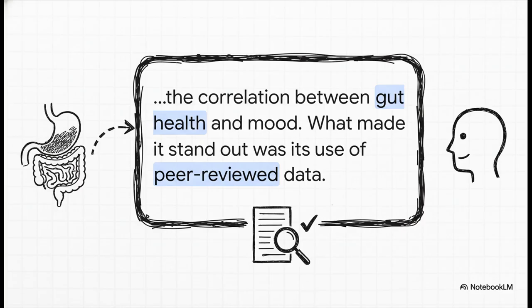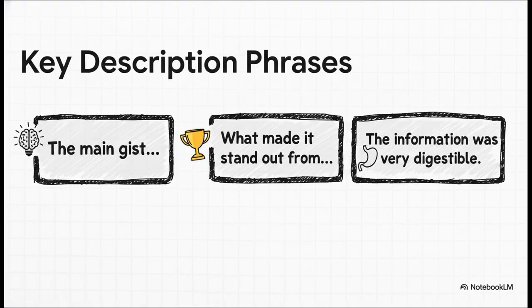You've got to explain what it was about, like the connection between gut health and mood, and also why it was so special. Maybe it used credible, peer-reviewed data, for instance. So think of these phrases as your little toolkit for this part of the answer. The main gist, that's how you introduce the topic. What made it stand out? That's for comparing it to other stuff. And digestible, what a great word for saying it was easy to understand.